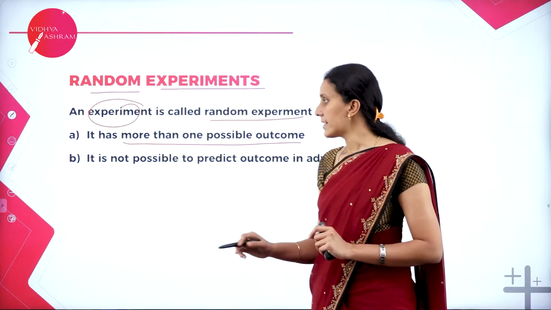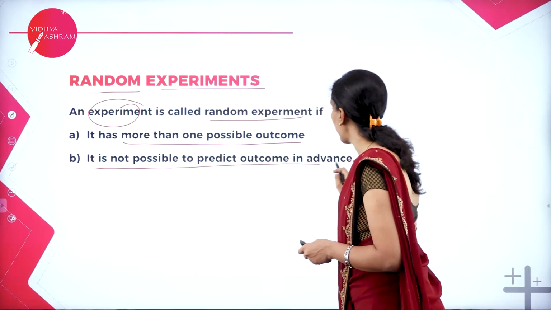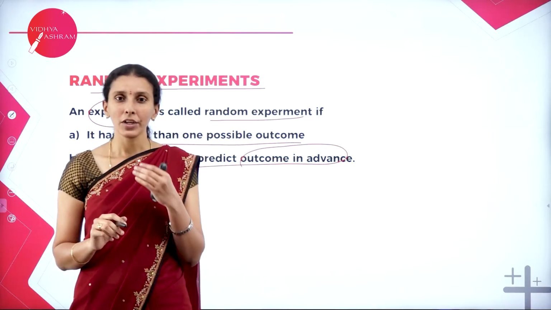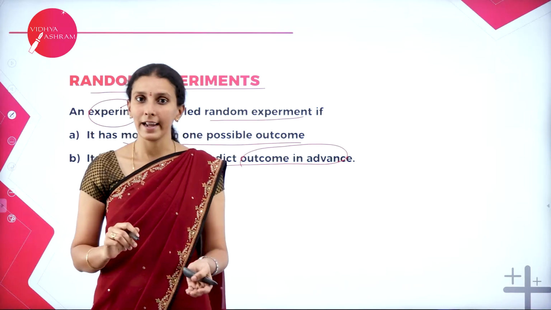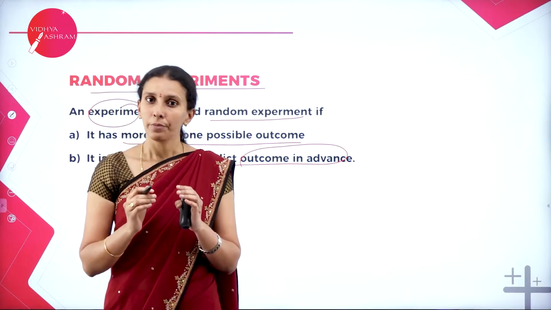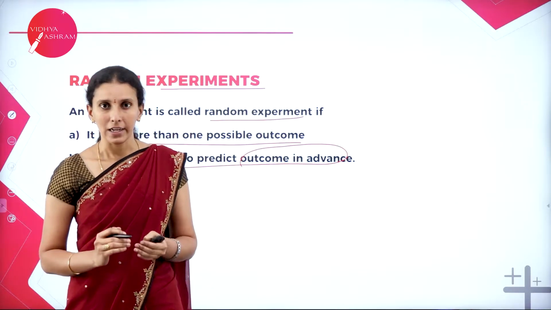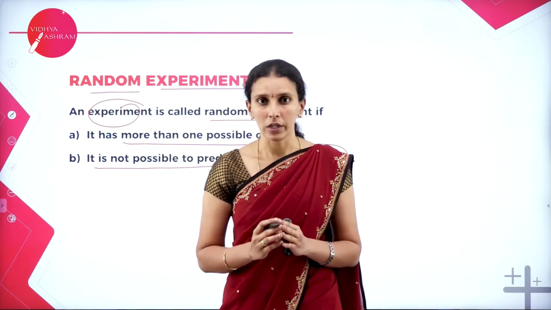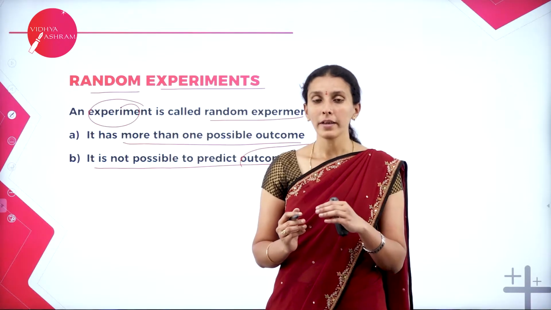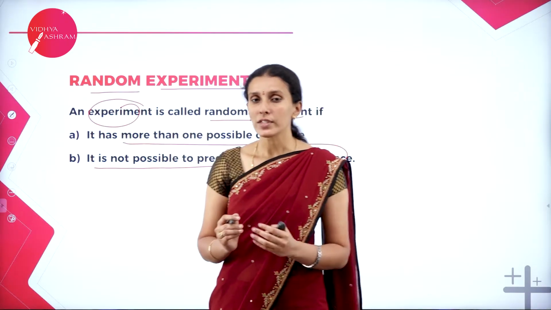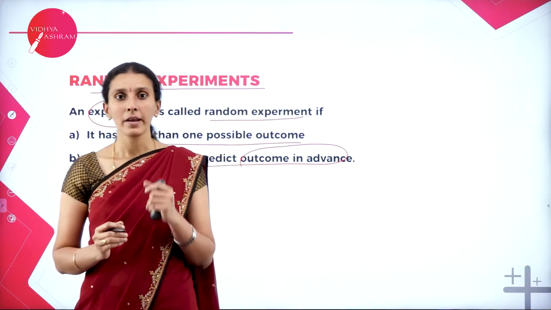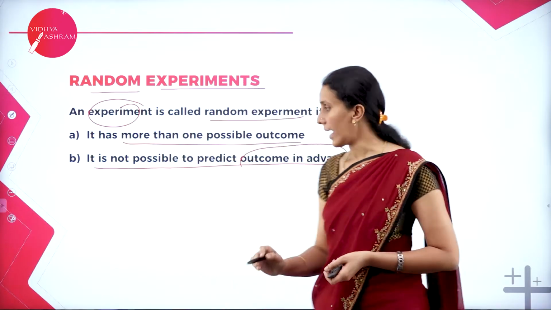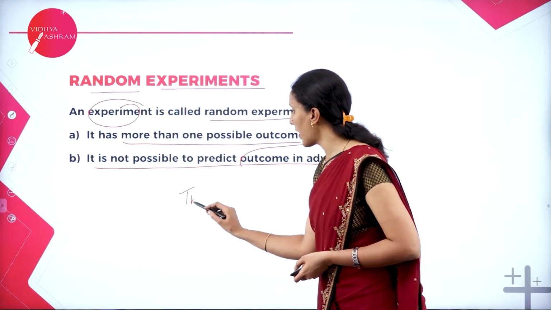The second thing is, it is not possible to predict outcomes in advance. As I said, when you toss a coin, you cannot predict whether you will get exactly tail or exactly head. You can just say chances. You might get head now, you might get tail now. So an experiment where you cannot predict the outcome and where there is more than one outcome is called a random experiment. We can also take the example of throwing a die. Throwing a die is also an example.